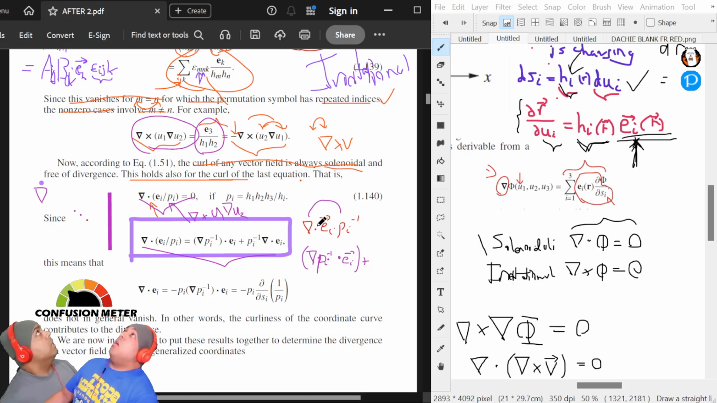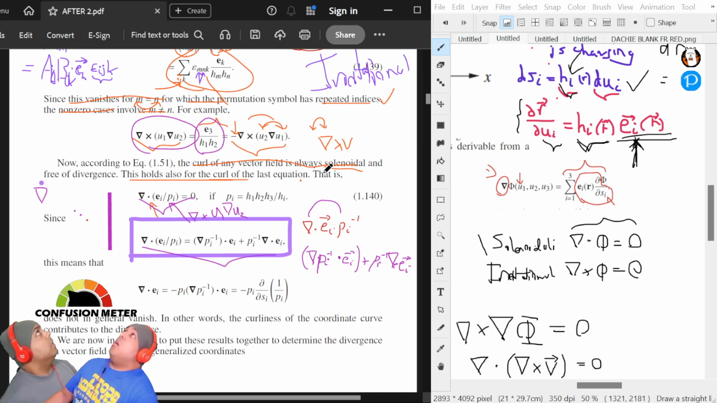well, what do we do? We do p_i minus 1 divergence dot e_i. I think that's it. This means that, again, this dot e_i dot p_i. The curl of any vector field is always solenoidal.